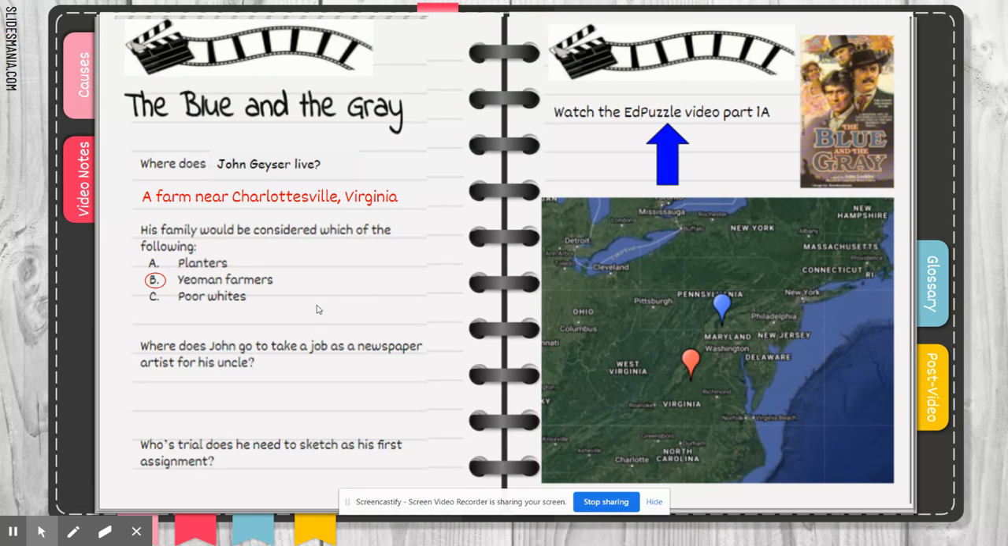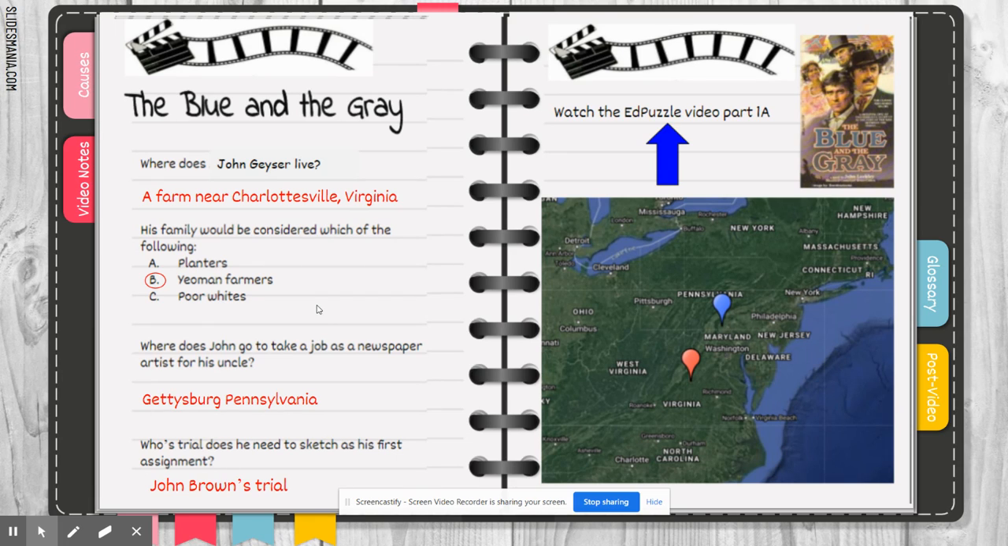Okay, so where does John go to take a job as a newspaper artist for his uncle? He goes to Gettysburg, Pennsylvania. You have heard of Gettysburg before, I'm sure. And so you probably can tell that at some point in the future we're going to be hearing about the Battle of Gettysburg. And then whose trial did he sketch? It was John Brown's trial. A lot of things about John Brown's trial. When you watch the movie, you probably noticed that he had a cot in the trial. John Brown was injured so severely when he was captured in the raid.